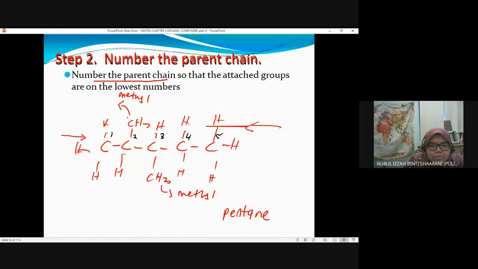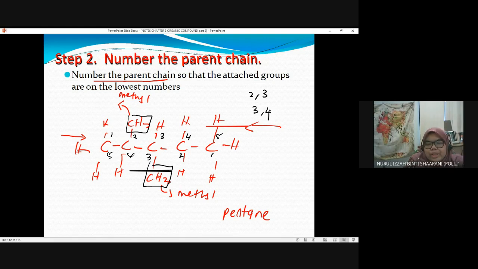Okay, so our attached groups are located at carbon number 2 and carbon number 3. Maksudnya 2, 3 lah combination dia. Okay, and then kita pergi lagi satu direction. So from the right pula. 1, 2, 3, 4, 5. Okay. So our attached groups are at carbon number 3 and 4.